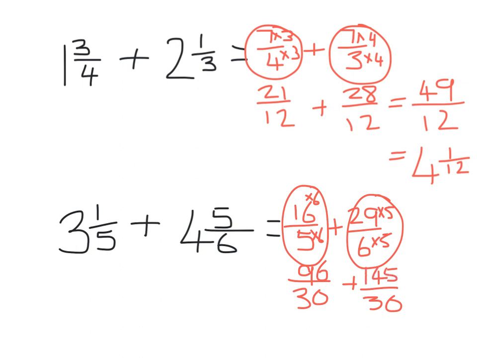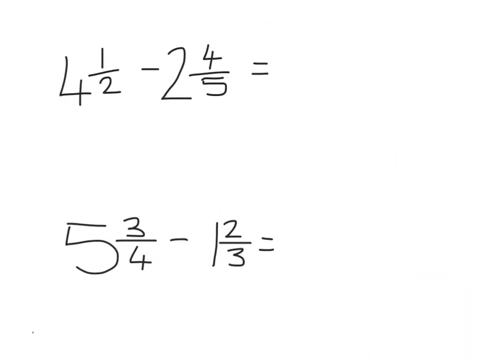When I add those together, that gives me 241/36. So turning that into a mixed number fraction, 36 goes into 241 6 times, and then it's 25/36 remaining. When we subtract fractions, we do it exactly the same.